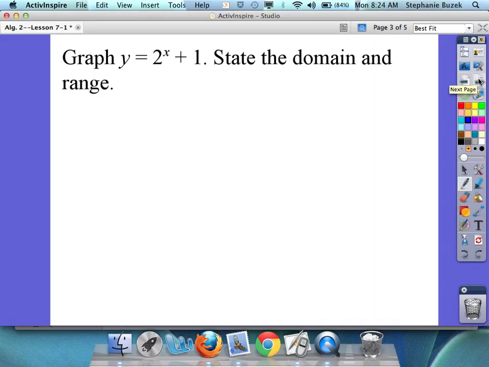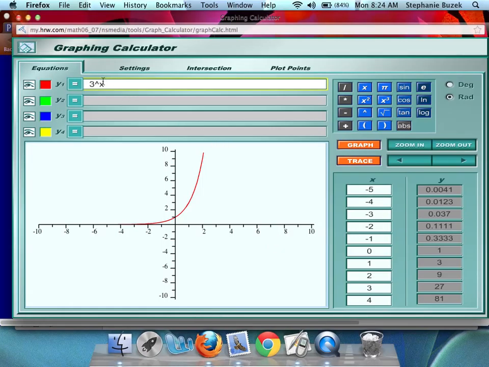This is what I need you to do now. Be really careful how you enter this in. You're going to go 2 to the x, and then you're going to put plus 1. Okay, so let's go ahead and go into the 2 to the x, and then plus 1. I'm going to change mine to pink. Now, once you get that graph, you should go ahead and look at what I have up here on the screen, because that's exactly what you should have. You should have the exact same thing.